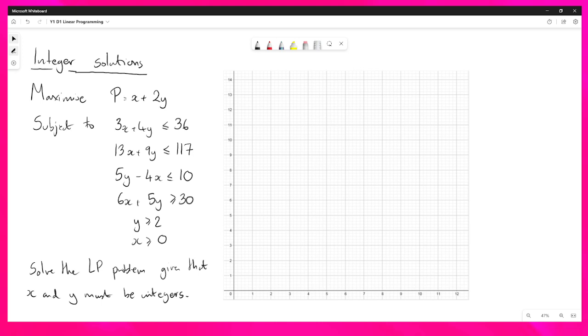This question, though, that we're going to look at is not contextualized, but I'm saying that x and y must be integers. We can see we've got our objective function there, or our objective, maximize p equals x plus 2y. We've got our constraints, and then we've got our instruction.